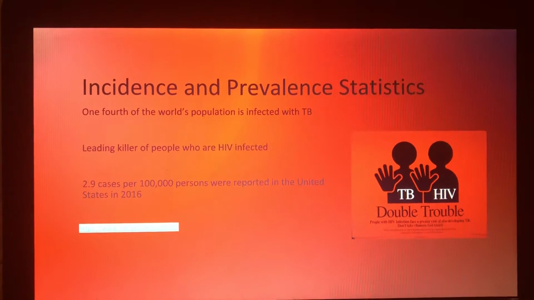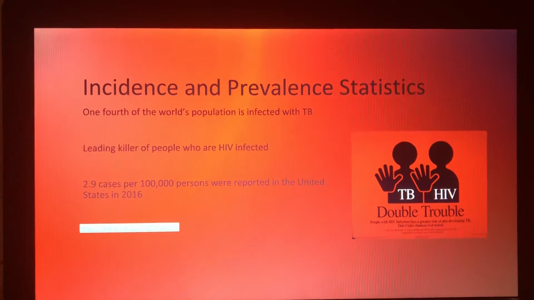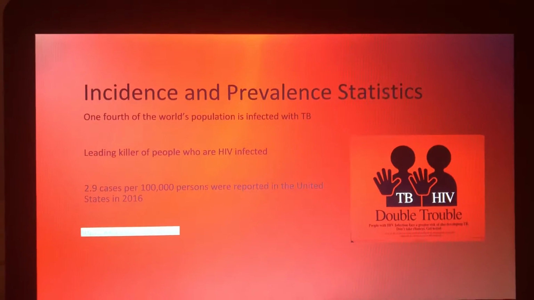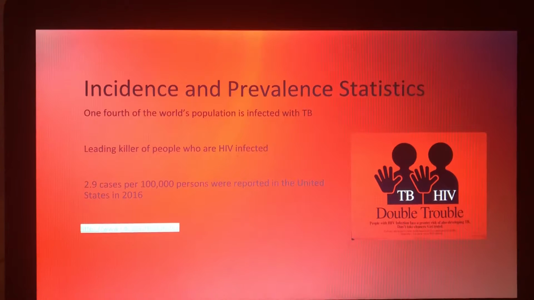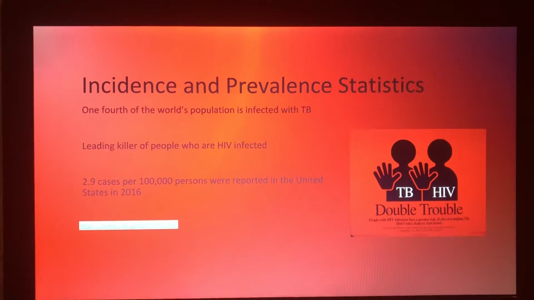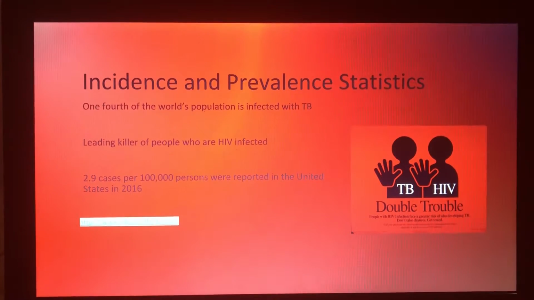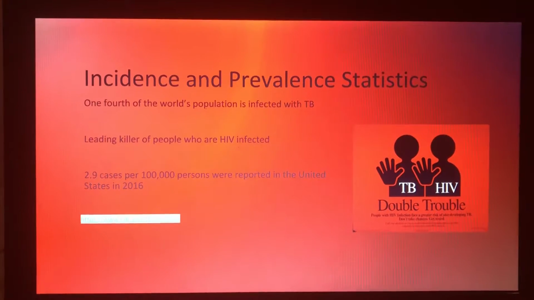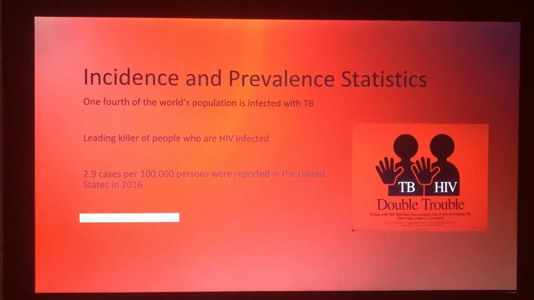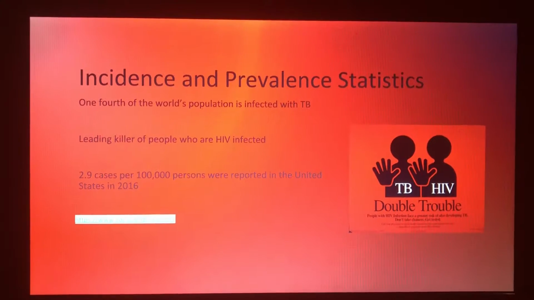Incidence and prevalence statistics. One quarter of the world's population is infected with tuberculosis. It's the leading killer of people who are HIV infected. 2.9 cases per 100,000 persons were reported in the United States in 2016, which is a 3.6% decrease from 2015.